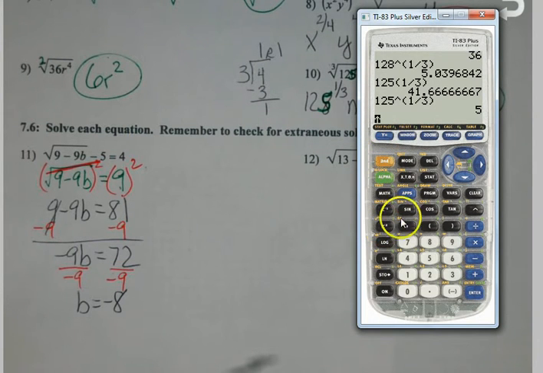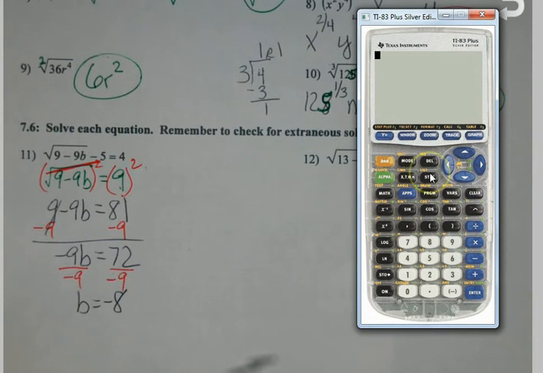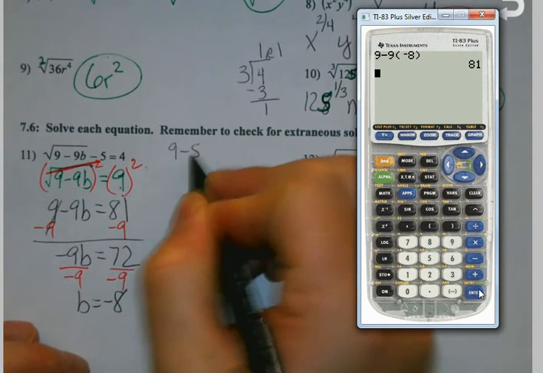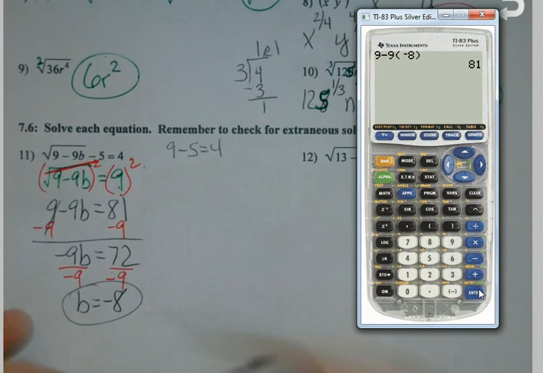I'd be like, okay, so now see, I don't even want to use the square root. And you're like, why not? Too many parentheses. So 9 minus 9 times -8. So what's the square root of 81? 9. 9 minus 5 is 4. Okay, check. I'm good. Okay, let me show you. Because I just did it on my calculator and it worked. I just did the square root of 9 minus 9 times -8 minus 5, and I got 4.